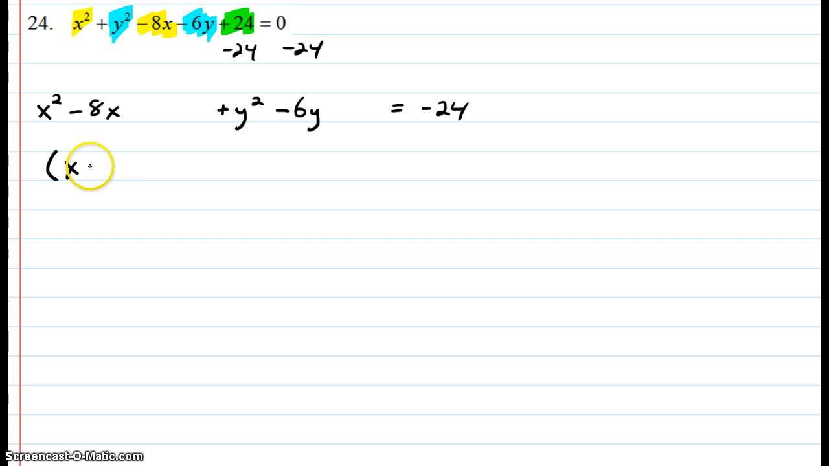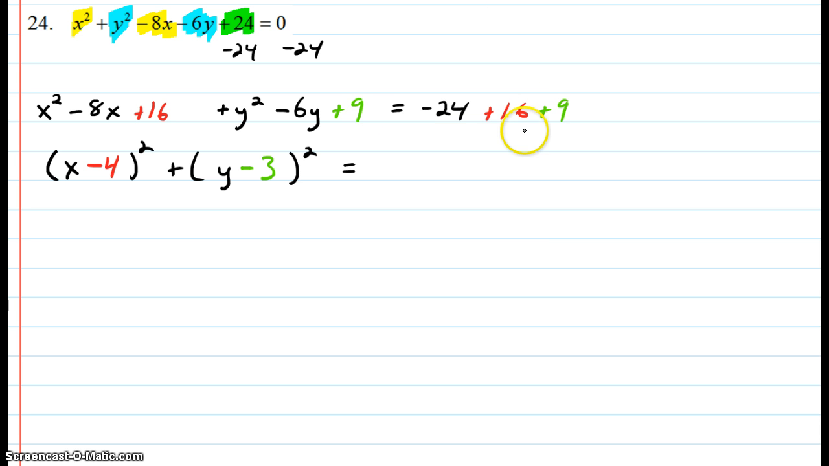If you want, you can write it like this. And so now what we do is we take half of 8, so it's going to be minus 4. Minus 4 squared gives us a plus 16, so we have to add it to both sides. Take the negative 6, half of negative 6 is negative 3. Negative 3 squared gives us a positive 9.